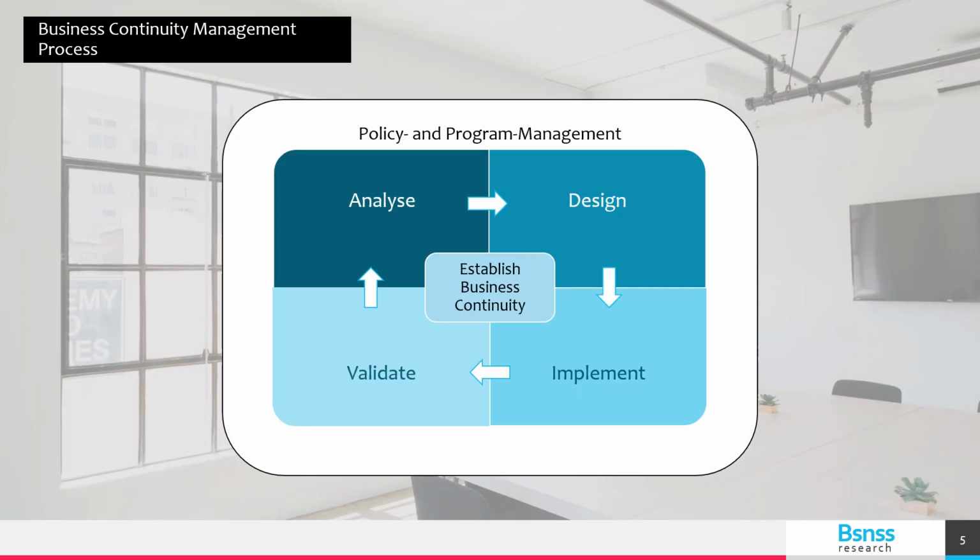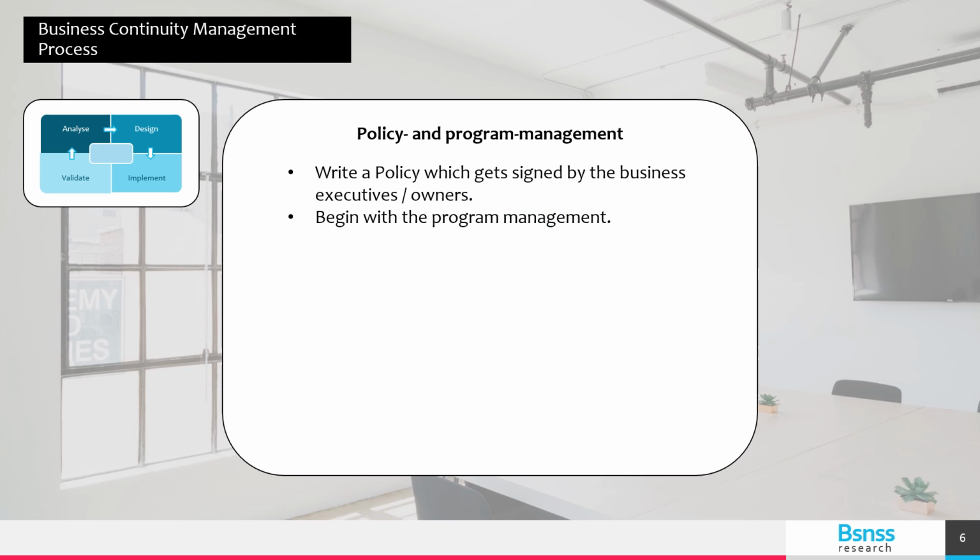The process. As a BC manager, first you have to ensure the policy and program management. Then you have to go through the analyze, design, implement and validation phases which ensure establishing business continuity. The policy and program management contains 2 steps. First, write a policy which gets signed by the business executives or owners. Then begin with the program management.